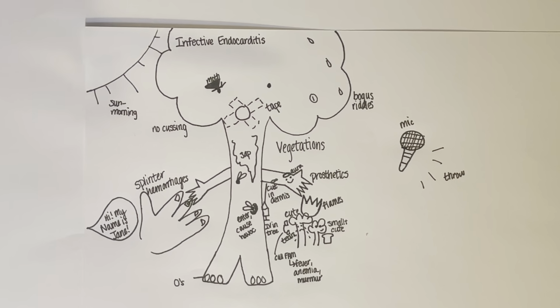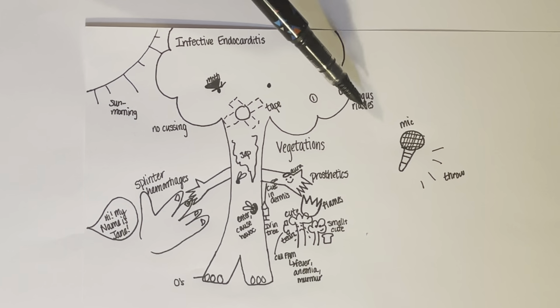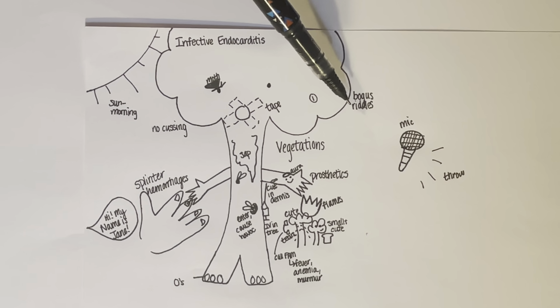Let's go into the different organisms that cause this pathology. So we have, through the oral tract, the tree telling all of these bogus riddles. So bogus goes with Streptococcus bovis, and riddles goes with viridans.